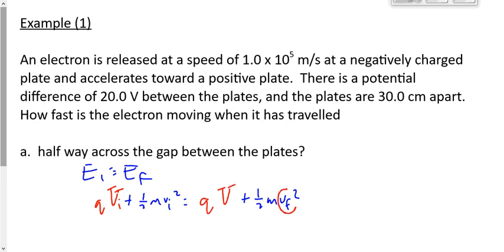And sub in your numbers and solve for the final speed. It's exactly the same thing in terms of thought process as the car going down a hill. We just have to replace mgh with qv. Sub in our numbers and do what we do.